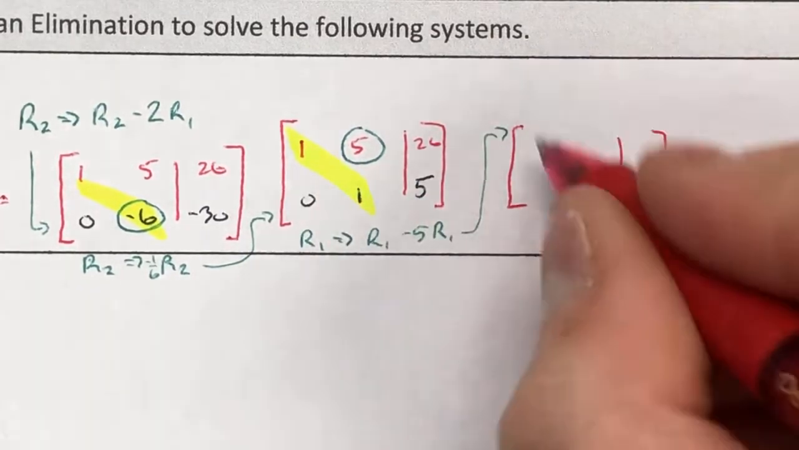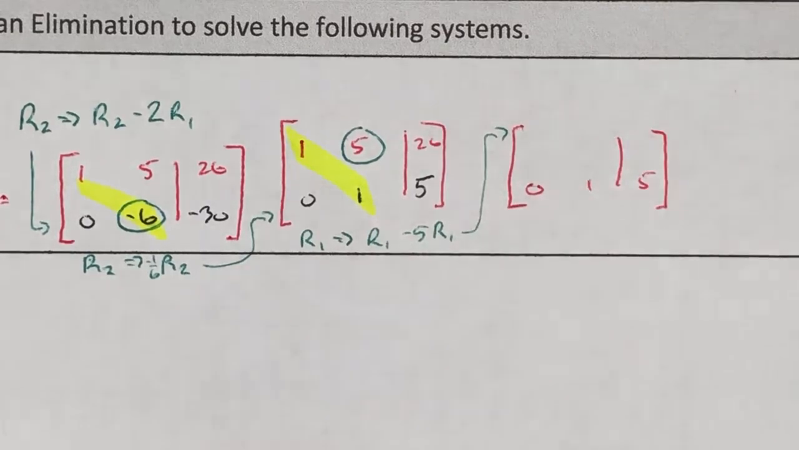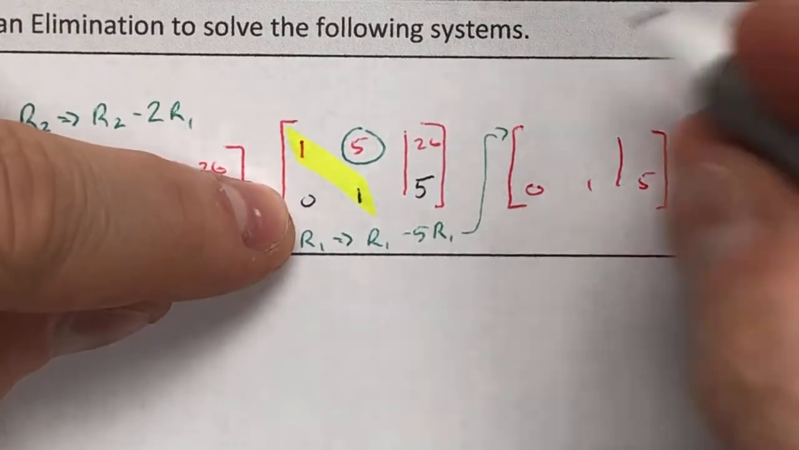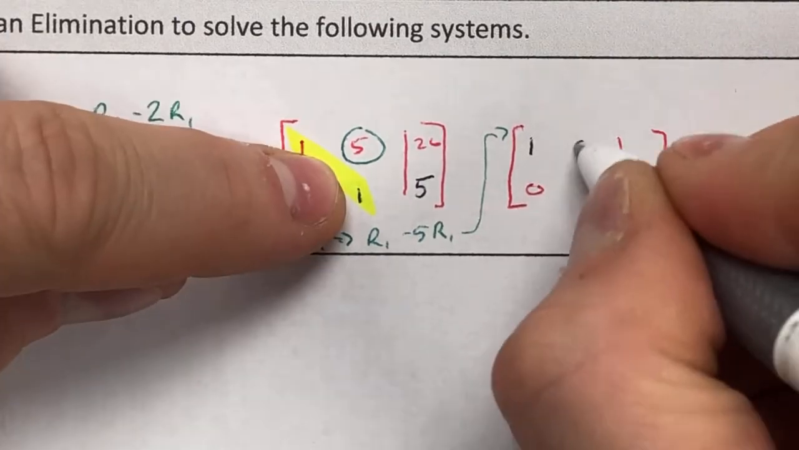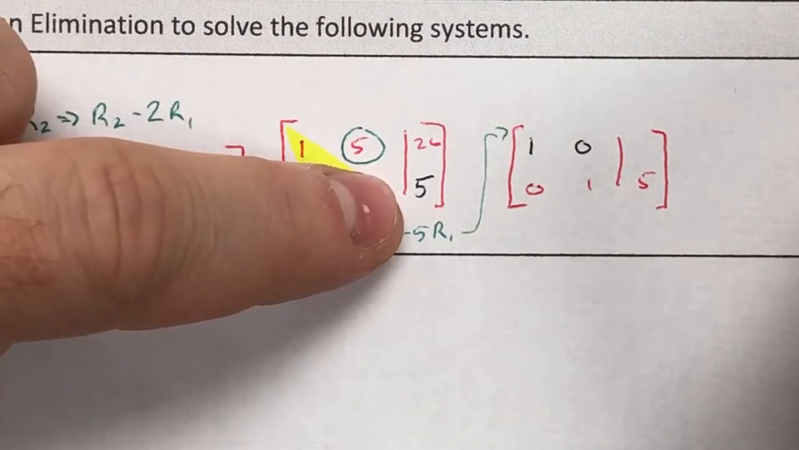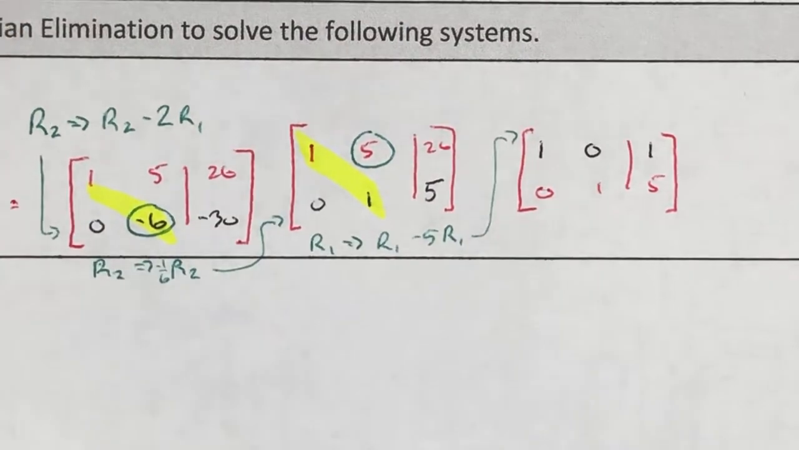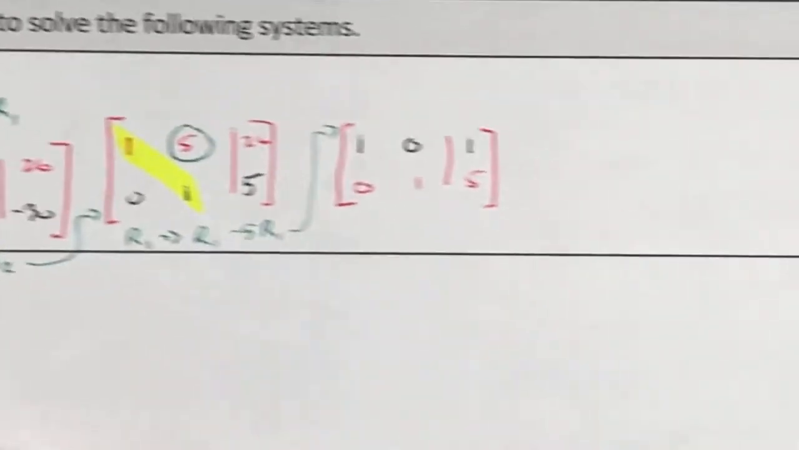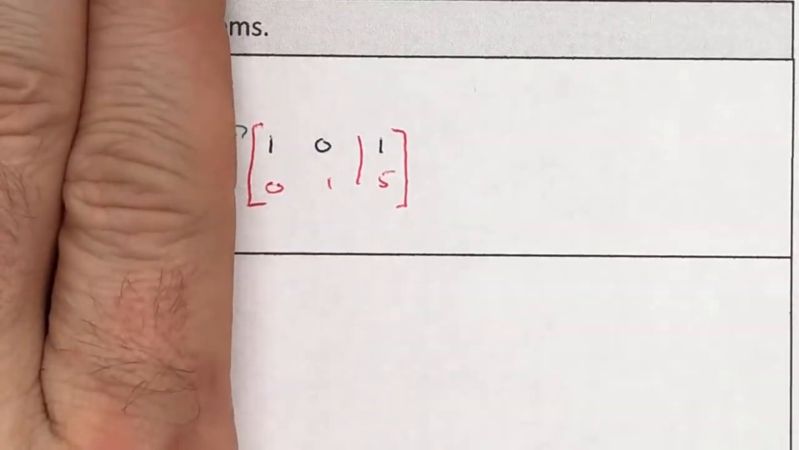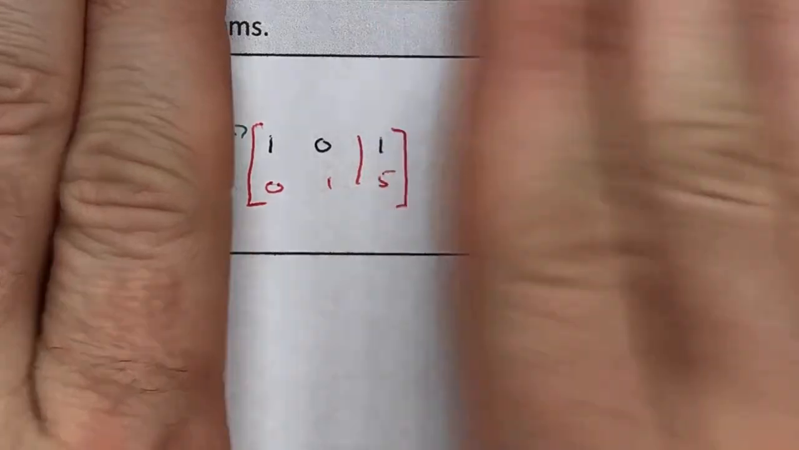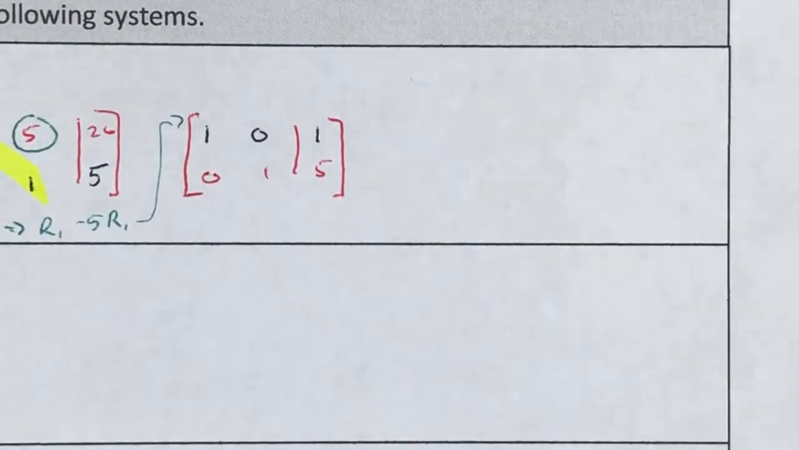Row 2 this time is the unaffected one, 0, 1, and 5. My new values are take away 5 zeros, take away 5 ones, take away 5 fives, which is minus 25. Boom. And here we go. Now at this point, we have created the identity matrix in the right part of my augment. So we're happy. How do we interpret that as our final answer?